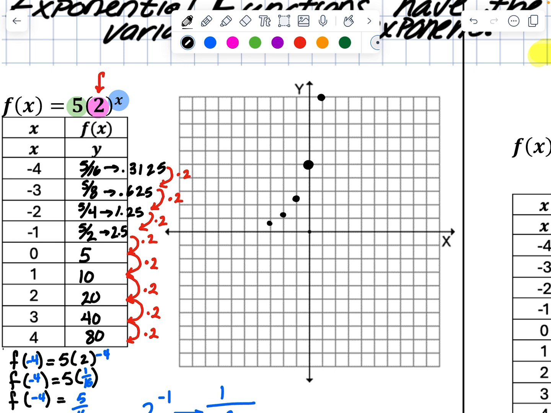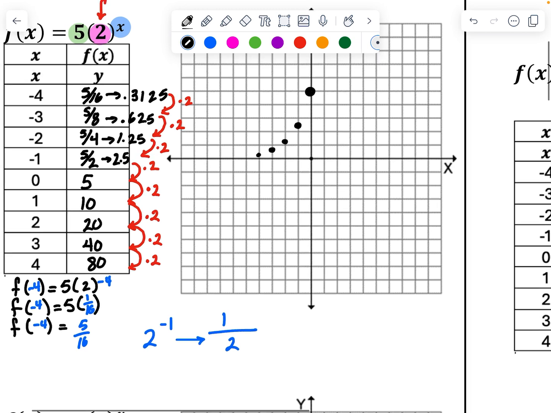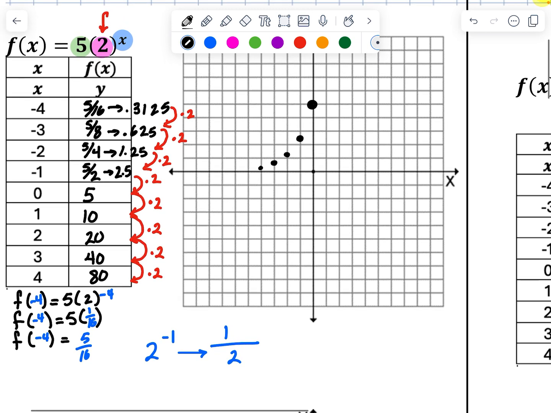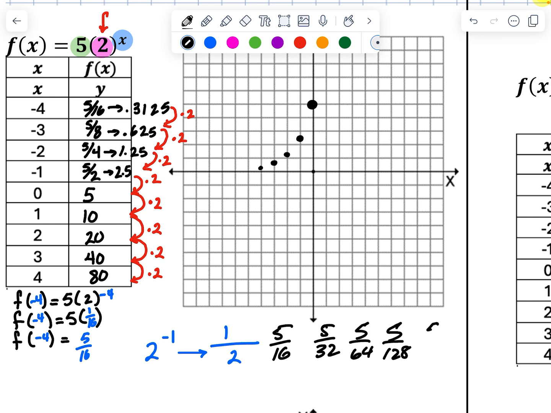-3.625 would be approximately here. -4.3 would be approximately here. And no matter how we keep going, our fractions are going to continue to be smaller and smaller. So we had 5/16 as our last fraction. In front of that, we would have 5/32 and 5/64 and 5/128 and 5/256, etc. But we will never, ever get to 0.